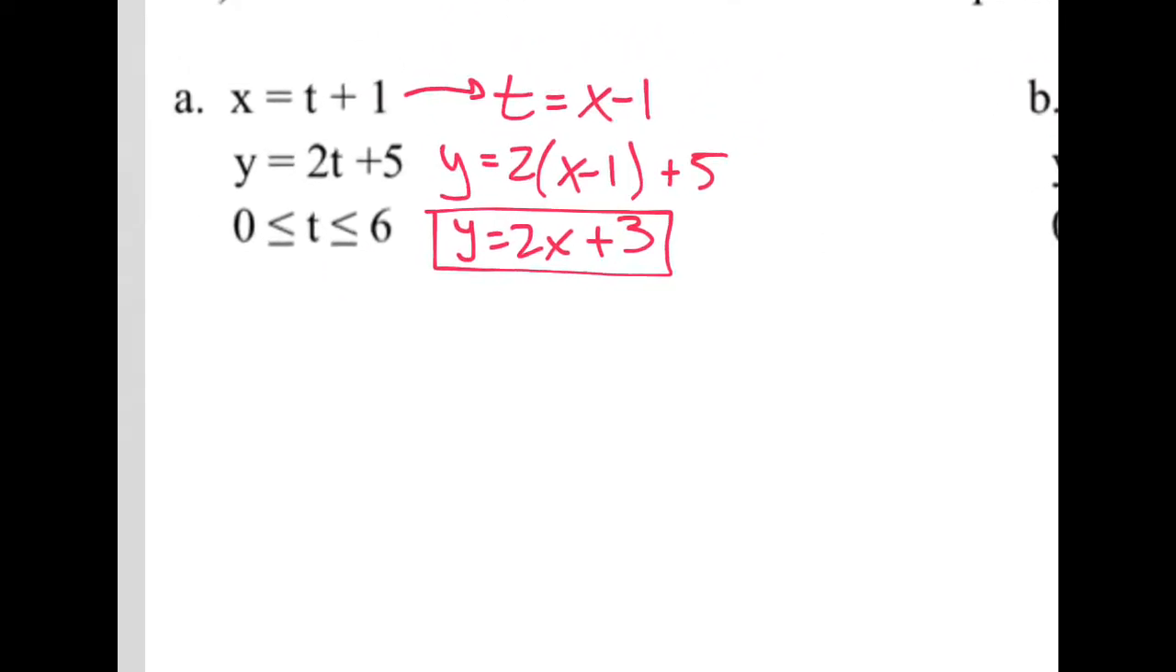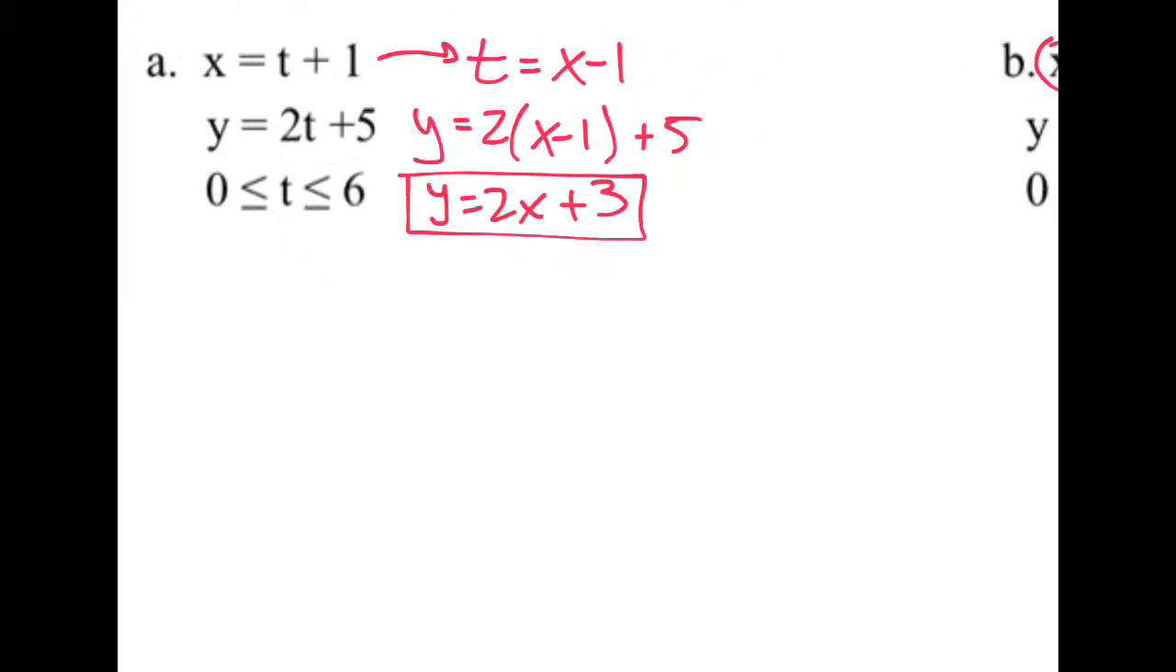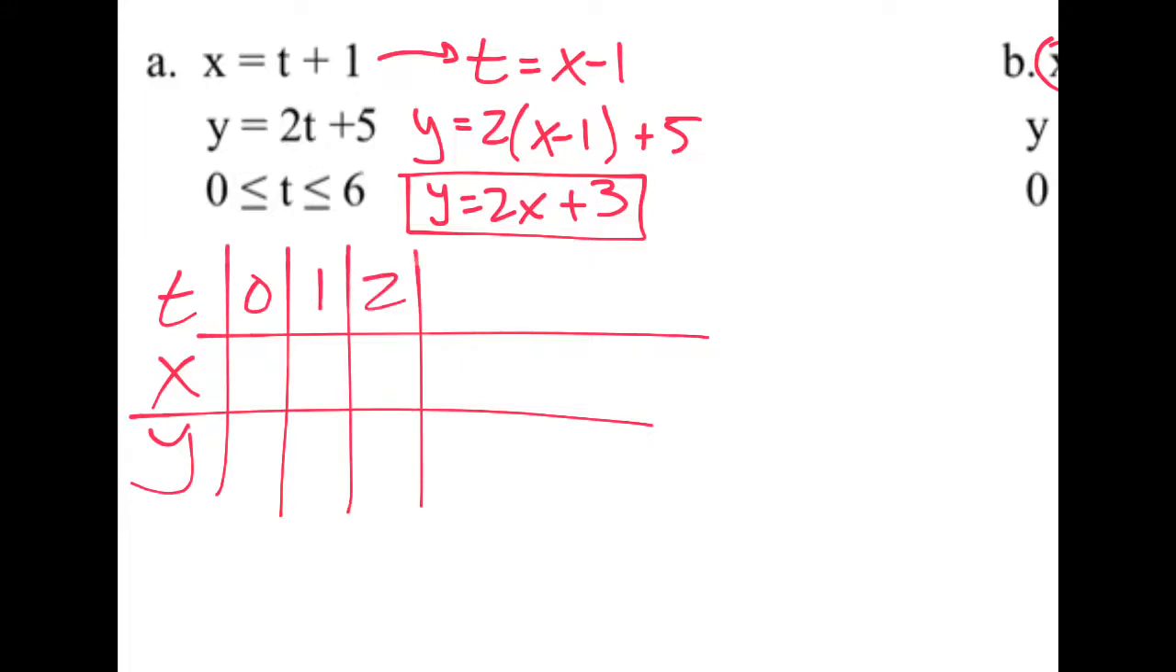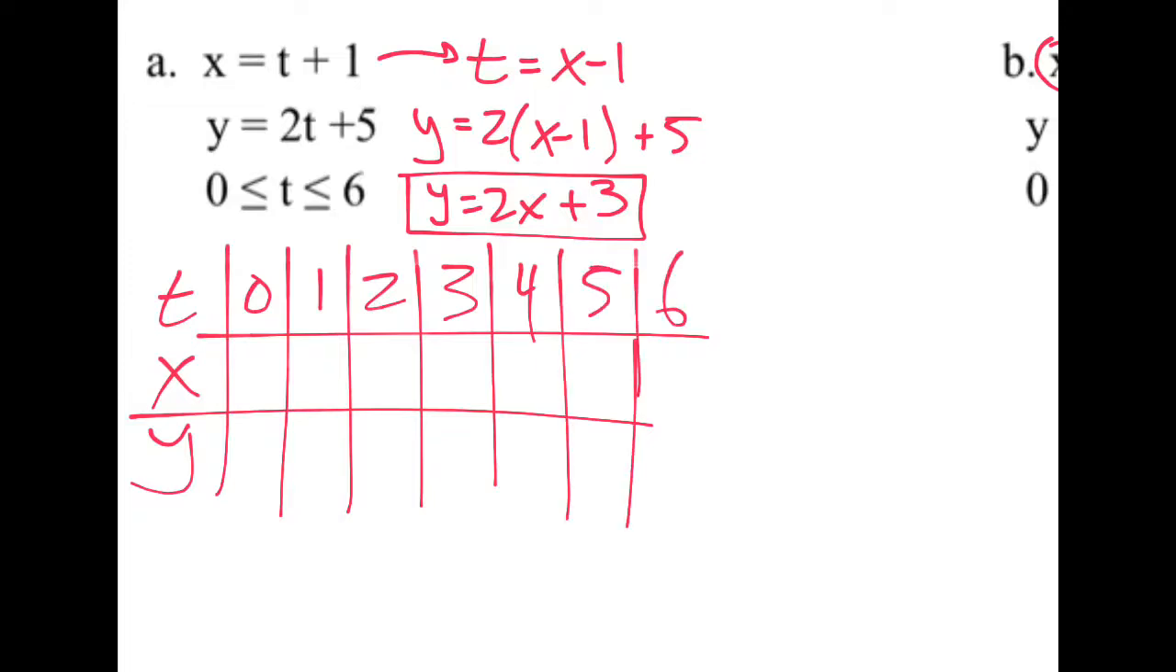So what I'm going to do is I'm going to create a quick data table to determine what these points are. So let's think about this first one. What I'm going to do is a t column, an x column, and a y column. And I'm going to start with my lowest t value of 0, and then I'm going to go by integers up to 6. And you should see some pretty distinct patterns forming that will allow you to jump to some conclusions.